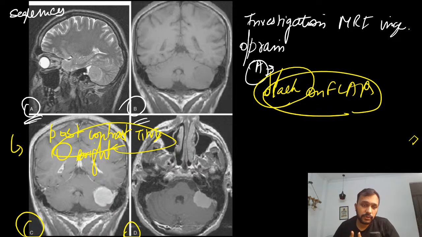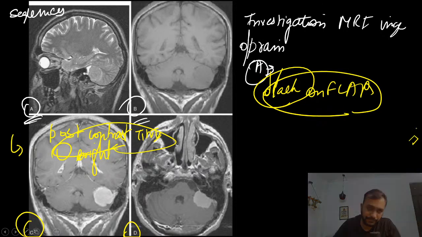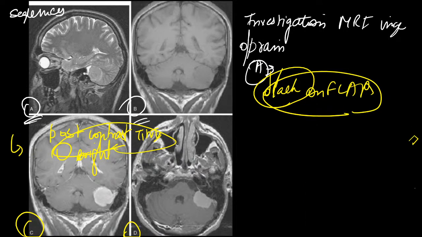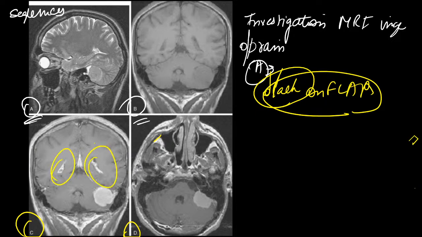Bright choroid plexus is seen in post contrast T1 weighted images. In post contrast T1 weighted images, all the structures which have increased vascularity, like your choroid plexus, will enhance a lot. So in this image, if your choroid plexus is enhancing, then you will call it a post contrast T1 weighted image. And in post contrast images, we are always using a T1 weighted sequence.